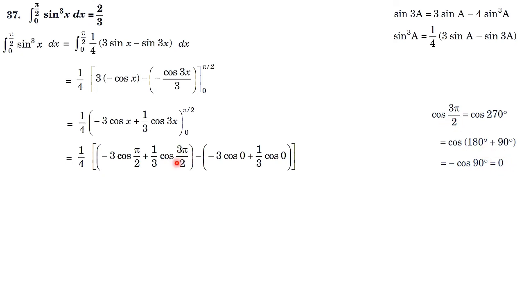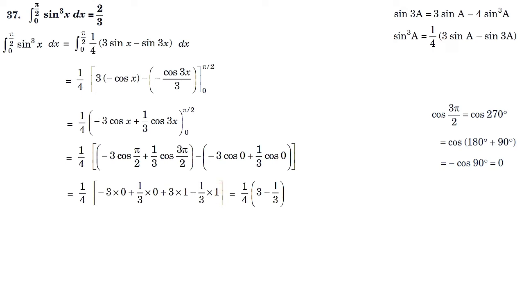Let's substitute here. Rest all the values we know. That is 1 by 4 into minus 3 cos pi by 2. Cos pi by 2 is 0. Plus 1 by 3 into cos 3 pi by 2. Cos 3 pi by 2 we have calculated, that is 0. So 1 by 3 into 0, plus here minus into minus plus, then 3 into cos 0. Cos 0 is 1. Minus 1 by 3 into cos 0.